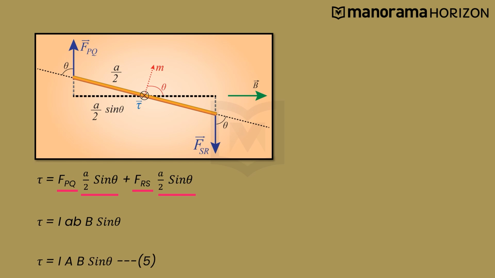As you will see, both torques have the same sense, hence both torques will add into each other. Thus we see that the total torque becomes equal to IAB times capital B sine theta. Now, substituting the value for magnetic moment in equation 5, we get the new equation for torque given as I times capital A times capital B sine theta, where A is the net area of the rectangular loop.